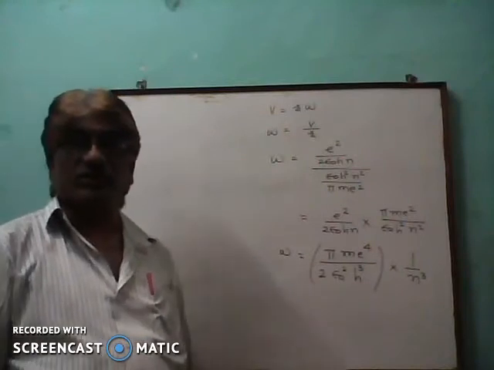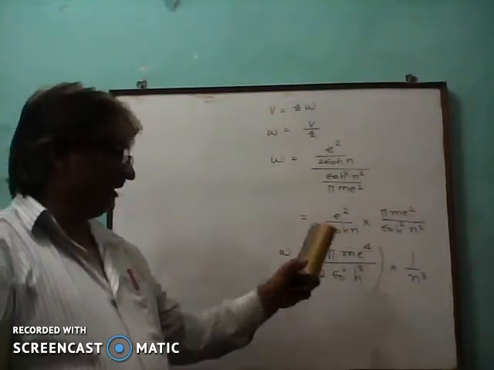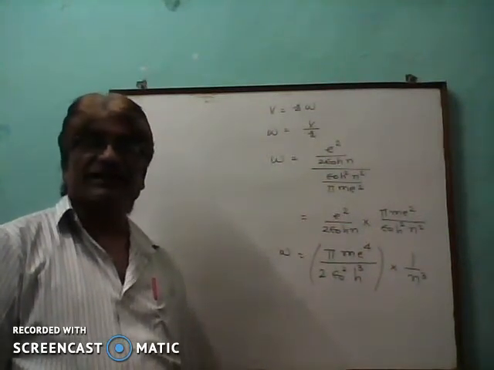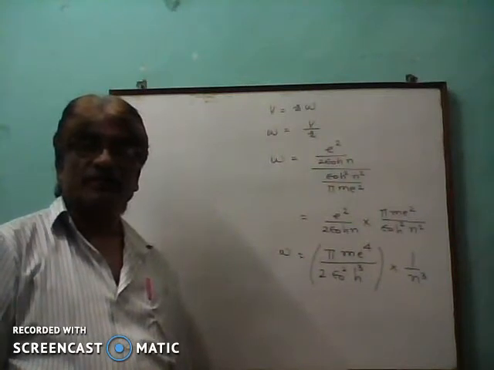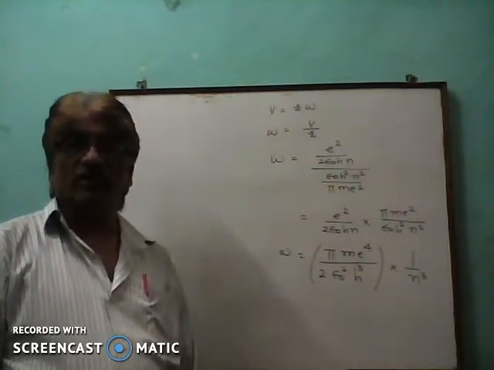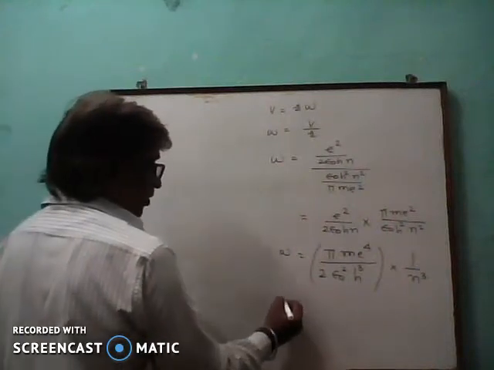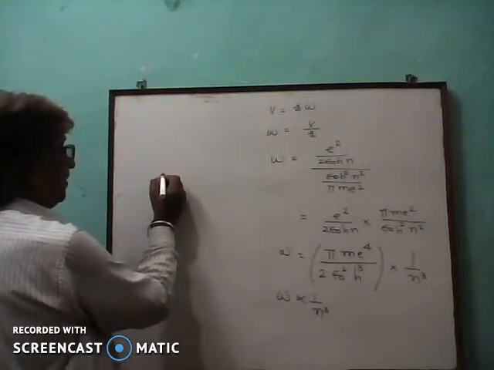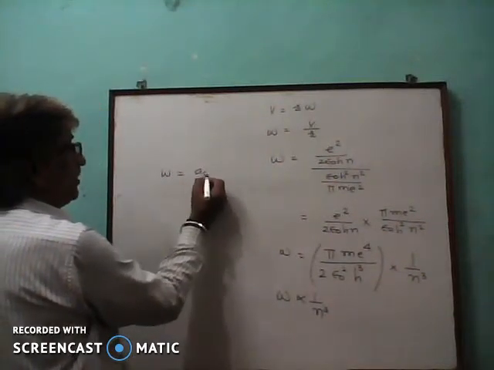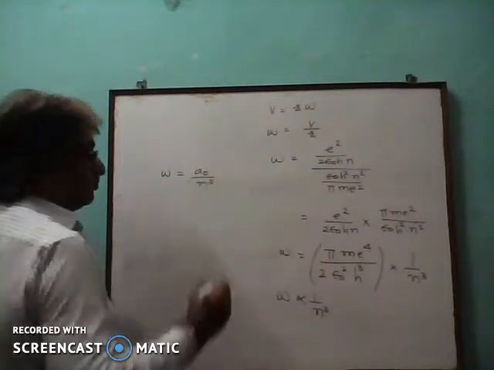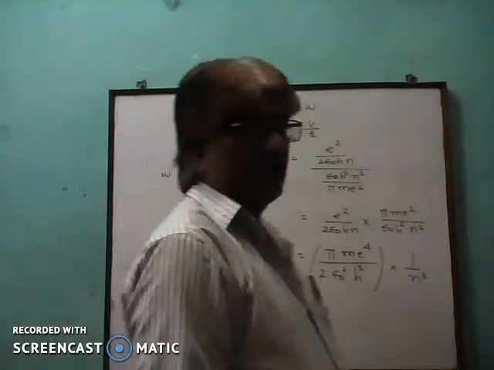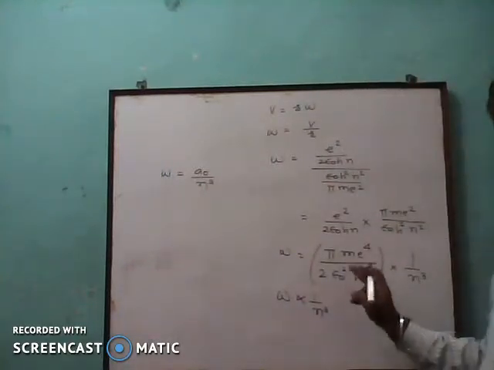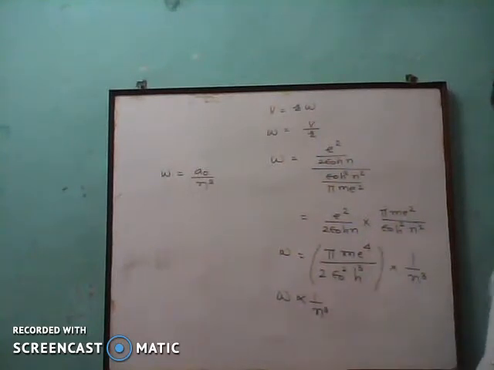If the bracket term is constant, it means m is constant, e is constant, epsilon 0 is constant, h is constant. The bracket is said to be Bohr's angular velocity, which is omega, inversely proportional to the cube of the principal quantum number. So omega is equal to a0 upon n cube. Here a0 is equal to the bracket term pi m e square upon 2 epsilon 0 square h cube.